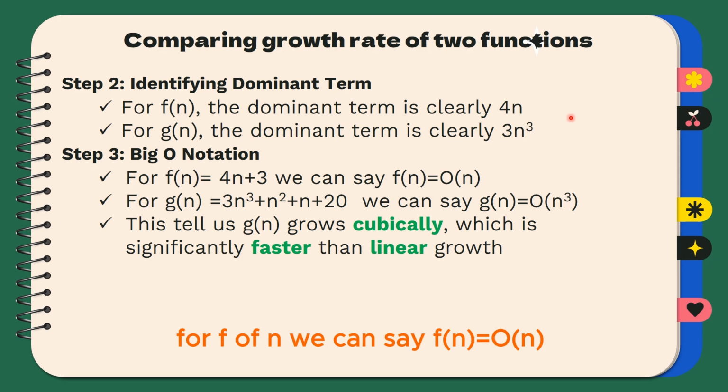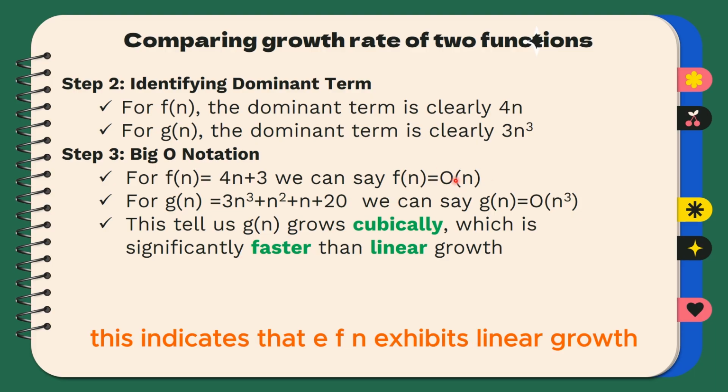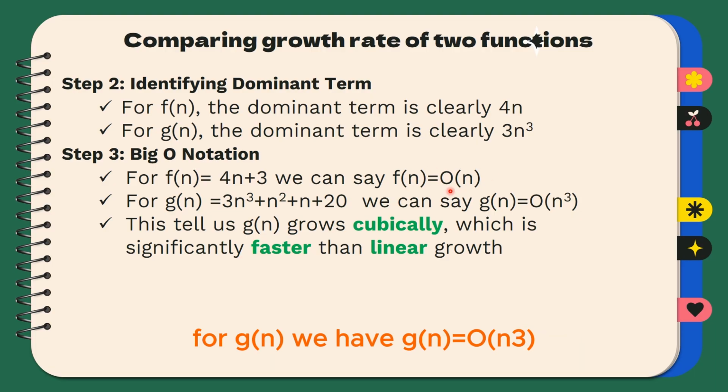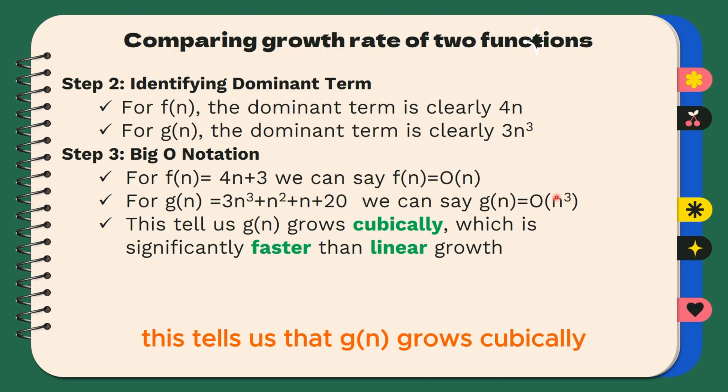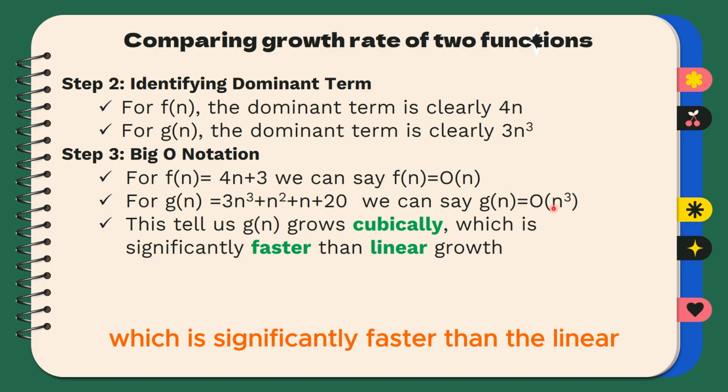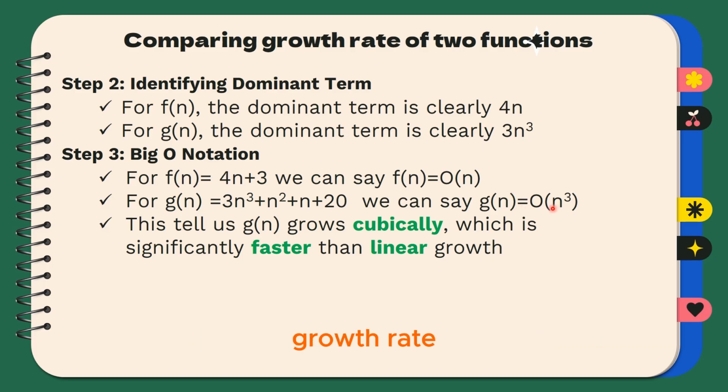Let's express these functions using big O notation. For f of n, we can say f of n equal to big O of n, which is linear time. This indicates that f of n exhibits linear growth. For g of n, we have g of n equal to big O of n cubed. This tells us that g of n grows cubically, which is significantly faster than the linear growth rate.